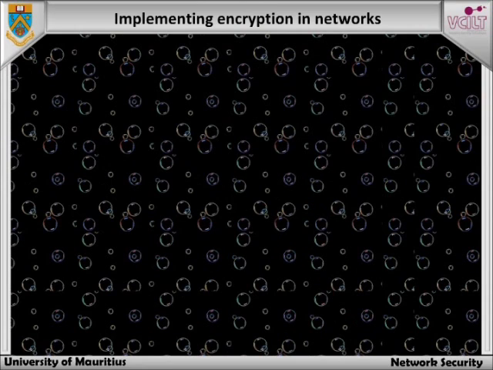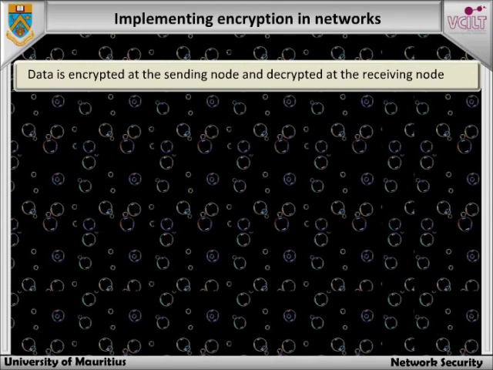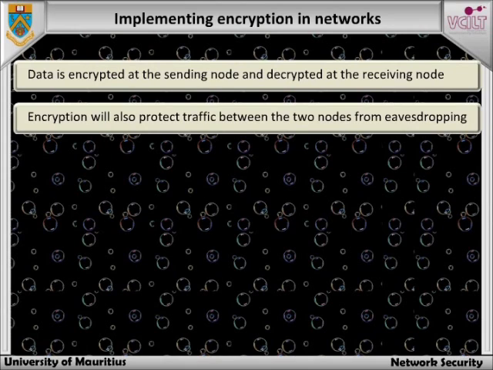Confidentiality between two communicating nodes is achieved by using an appropriate encryption scheme. Data is encrypted at the sending node and decrypted at the receiving node. Encryption will also protect the traffic between the two nodes from eavesdropping to some extent. However, for encryption to be used effectively in networks, it is necessary to define what will be encrypted, where this takes place in the network, and the layers that are involved in a reference model.